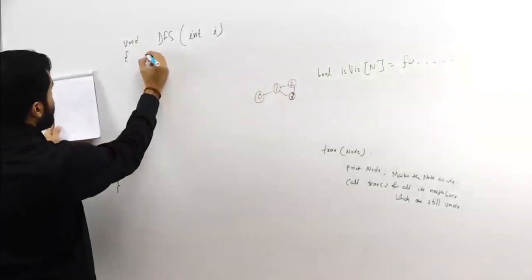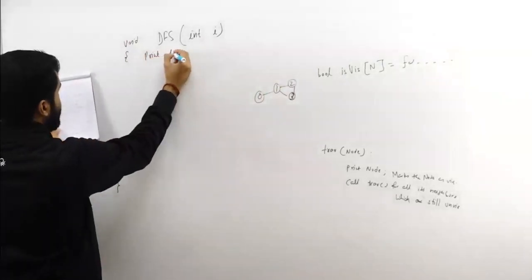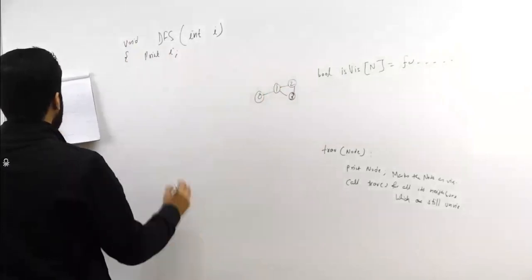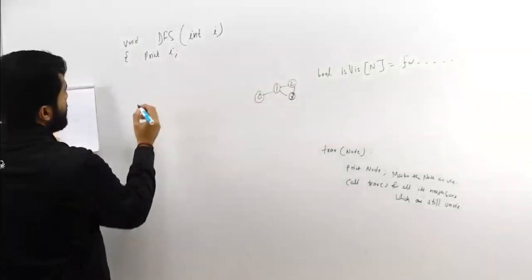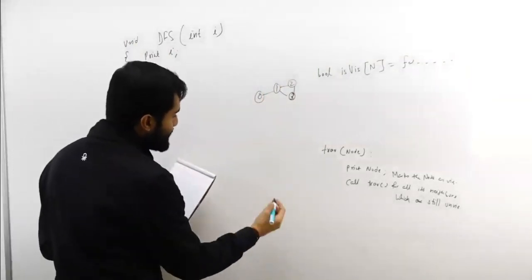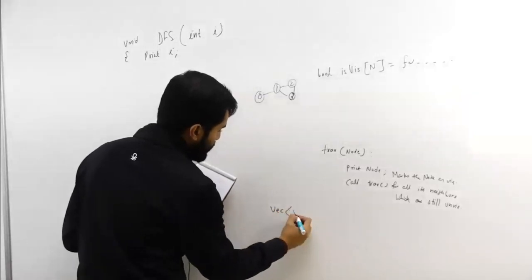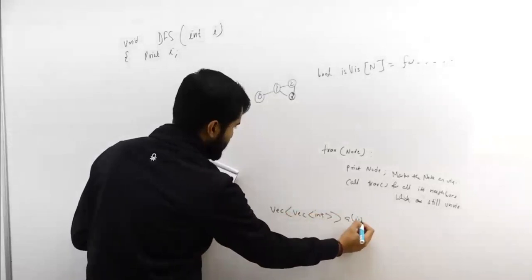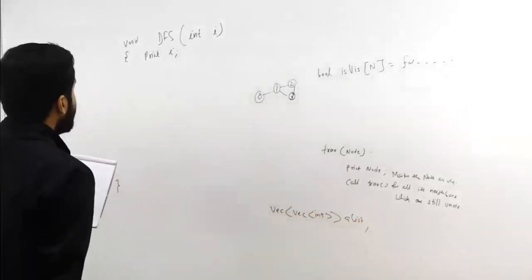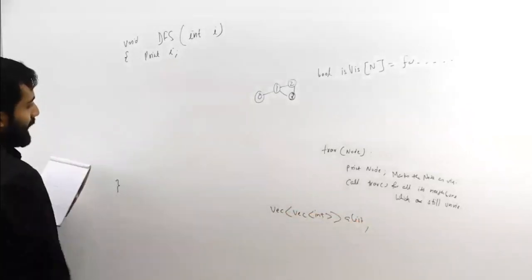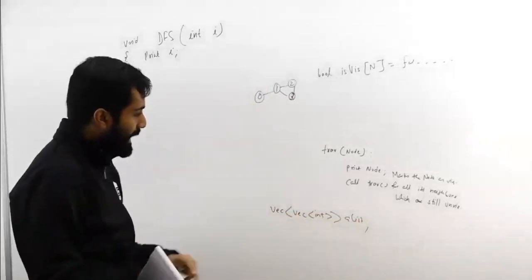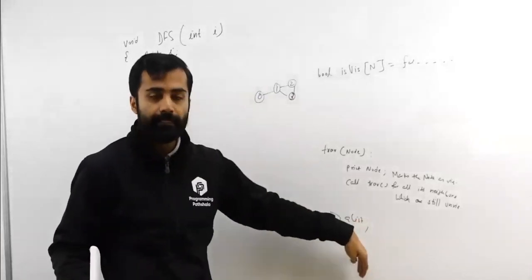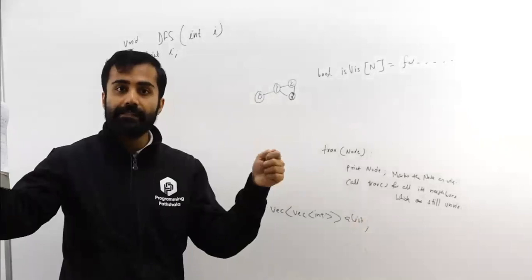Okay. The first thing we will do is print I, which is the current node. And after that, let's say we have an adjacency list representation, which is a vector of vector. This is our adjacency list. So after printing I, we are going to take a look at the list of I and what nodes are there in the list of I.